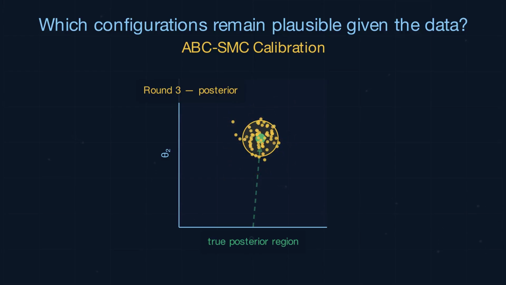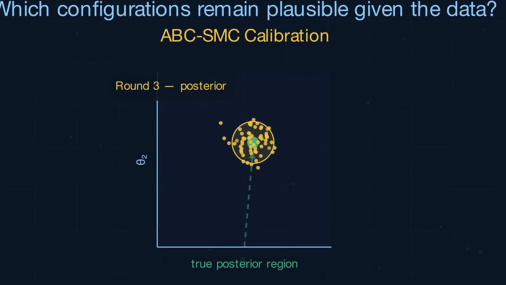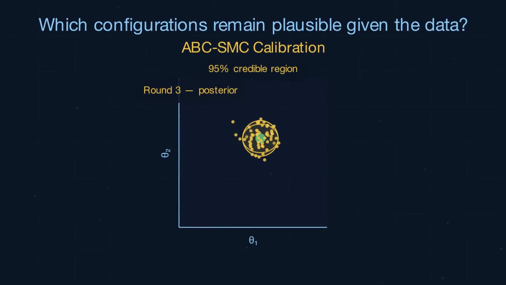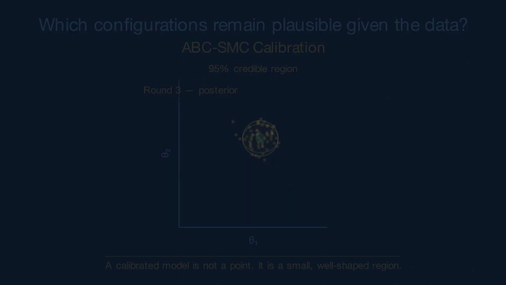Contract again. Round 3. The shell is tight now. The particles that remain form a compact cloud. That cloud is the posterior. Zoom in. This isn't a single point estimate. It is a distribution of points, and the shape of the cloud tells you which combinations of parameters are mutually consistent with the data, and which aren't. Narrow in one direction means you've pinned a parameter down. Elongated in another means the data leaves that direction loose. The geometric intuition is simple. A calibrated model is not a pinpoint on a map. It is a small, well-shaped region.